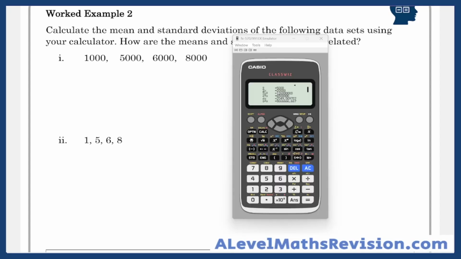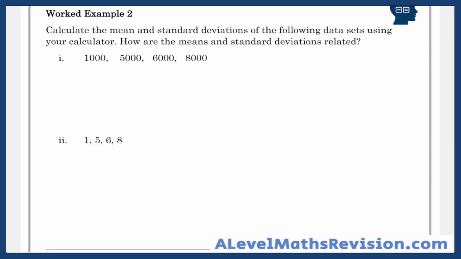Jumping forward in time, we got the x bar to be 5,000 and the standard deviation to be 2549.5. So x bar equals 5,000 and the standard deviation of x equals 2549.5. Just checking that those are right before I move on.